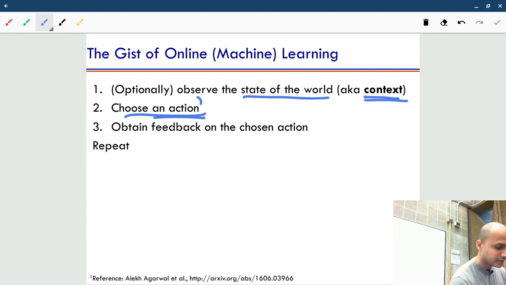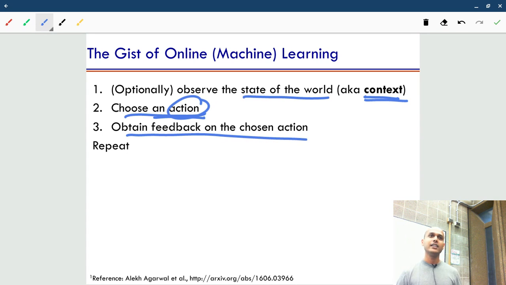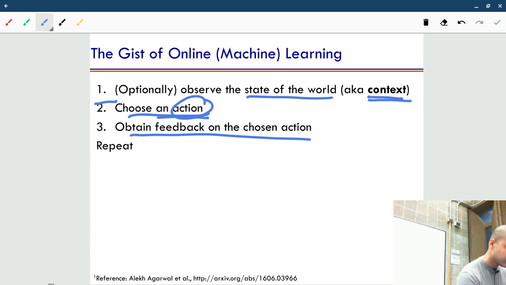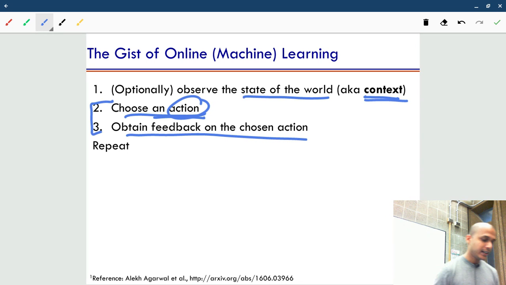And then you choose an action, okay? This is like labeling, but it's richer than that. Maybe tomorrow I bet on IBM stock, or I bet on Tesla stock. That's an action. And you obtain feedback on the chosen action. Maybe the stock price went up or went down, right? That's the feedback for that action. So number two and number three are critical, and number one is optional. You can look at historical price graphs to figure out what bet you want to make. And then you repeat it every day.